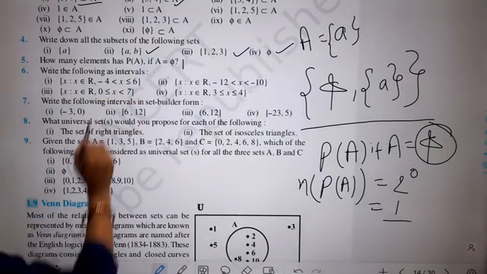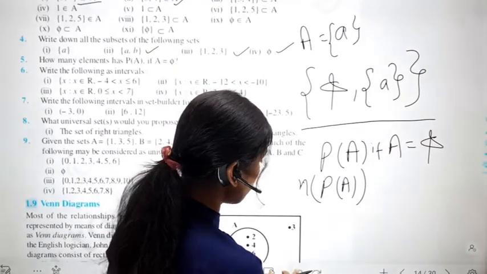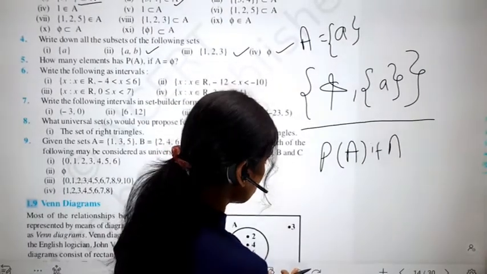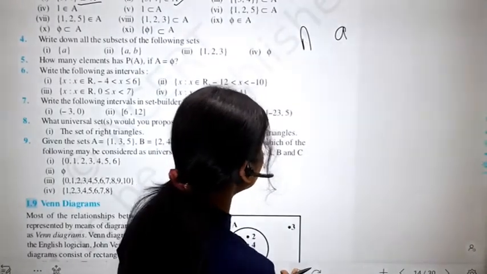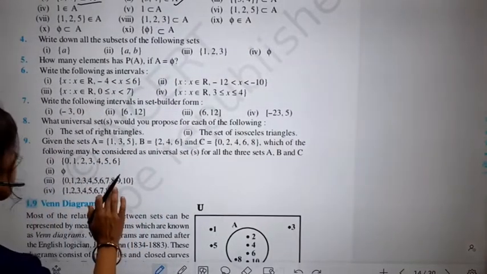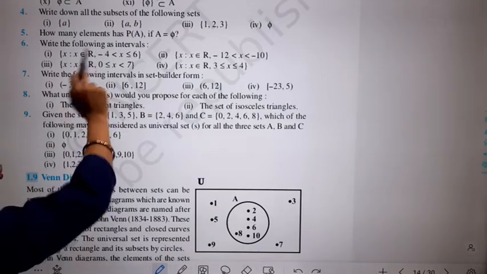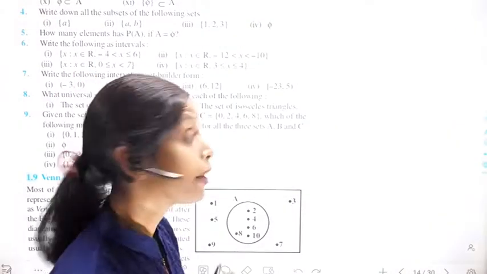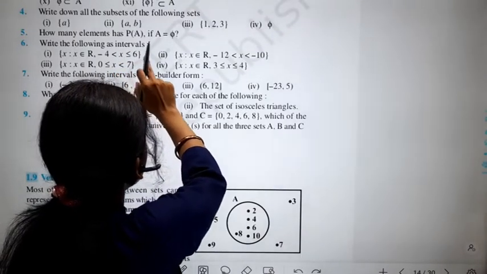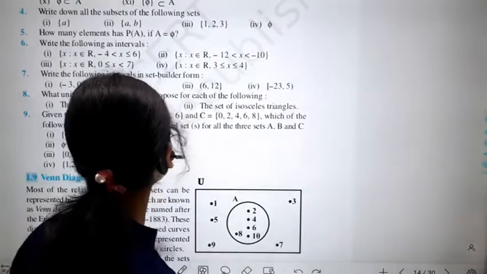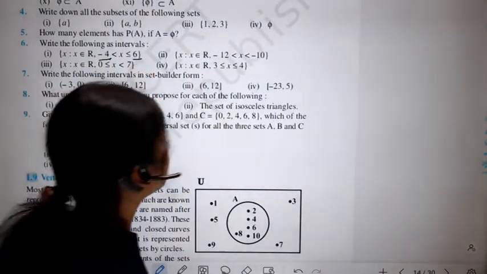Write down the interval. You know that I have already given you a notion about the interval. Now let's do a practice here. How do we represent an interval? The collection of all those x such that x belongs to R, means x belongs to reals, and -4 is less than x and x is less than or equal to 6. Means here 4 is excluded but 6 is included.